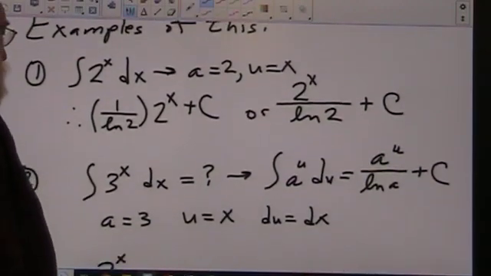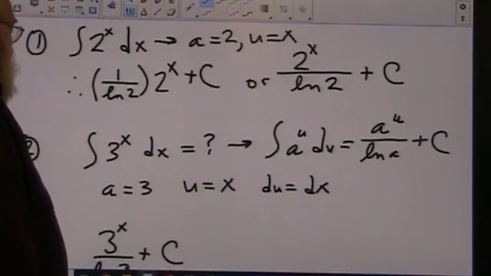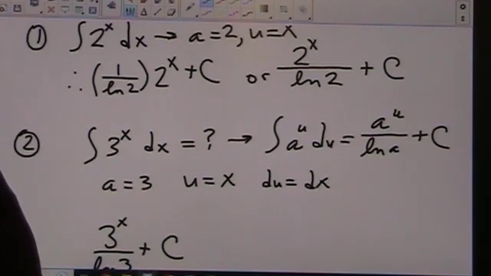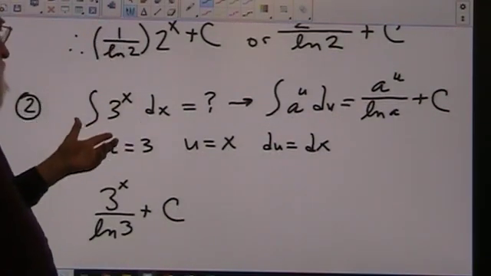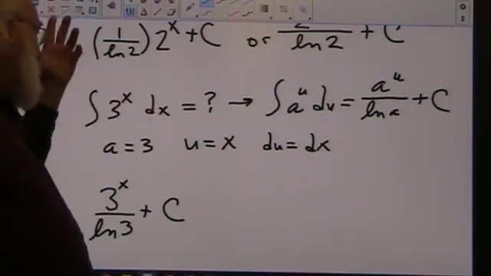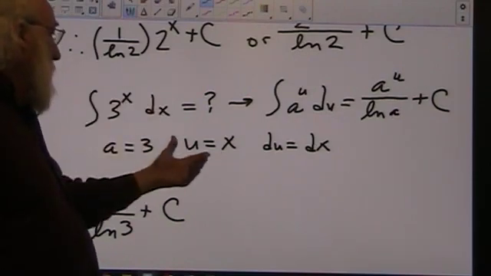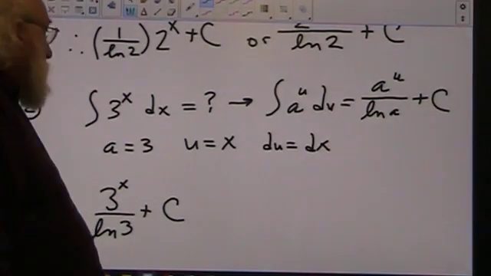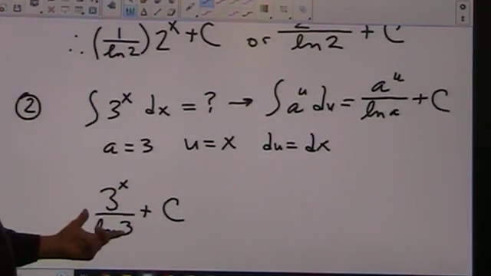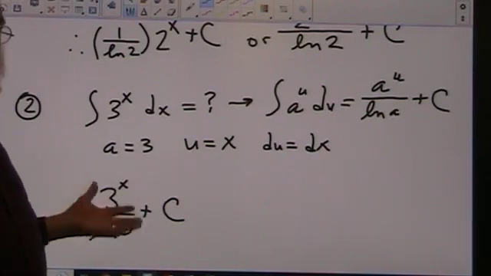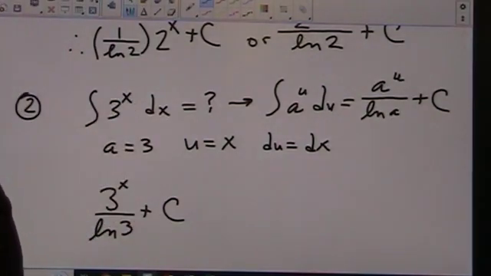Okay? So, again, another scenario involving 3 this time. Exactly the same idea. a is 3, u is x, and du is dx. So, following that same formula, 3 to the x power over the natural log of 3 plus c would be your answer. No big deal.